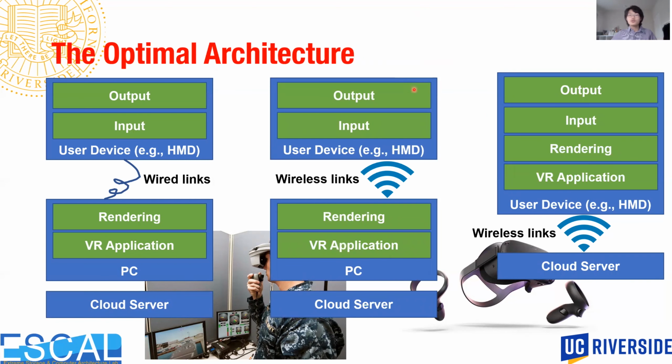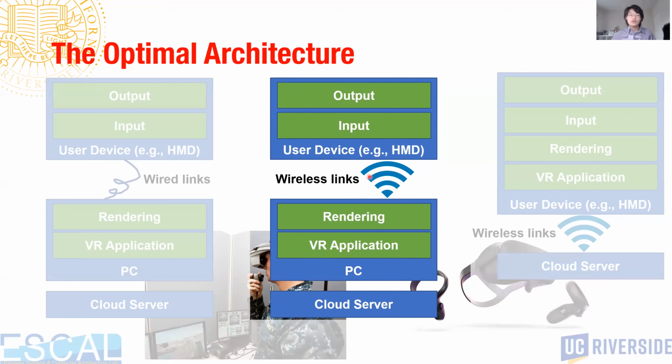Now, the obvious solution to all of this is taking the wired architecture and replacing the wire with wireless links. While that does address the issue of mobility and performance, the wireless link becomes a huge source of latency.